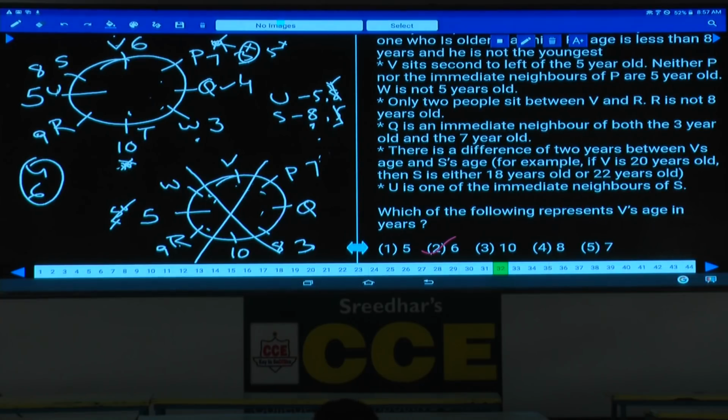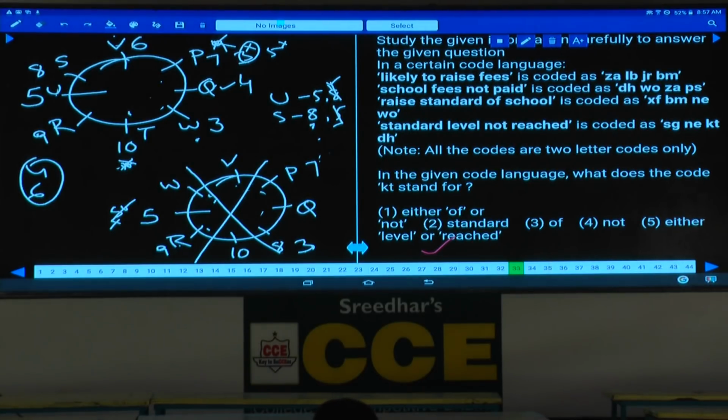Done with this? Now this is about question numbers 27 to 32. Let's write down this arrangement, then let us discuss 33 onwards. Question numbers 33 onwards are based on coding and decoding. In this coding and decoding, statements like likely to raise fees and school fees not paid are given.